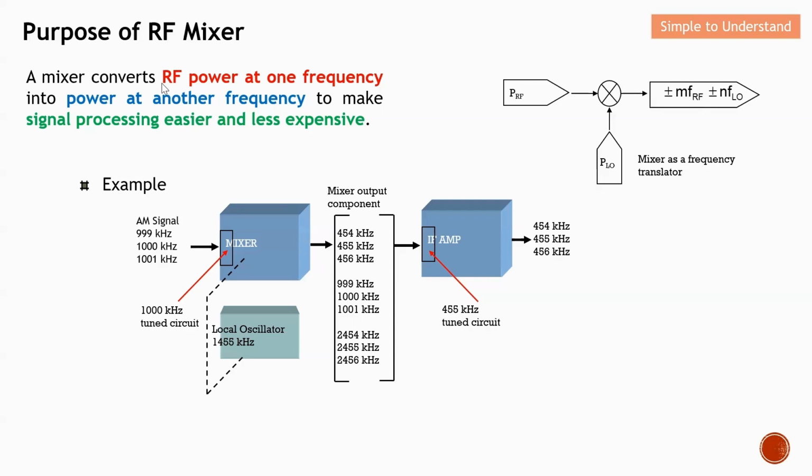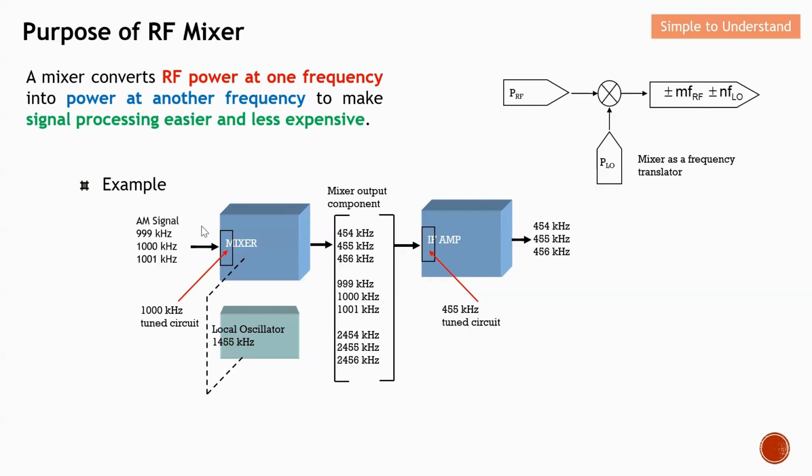Basically, it will be used to convert RF power at one frequency. For example, the power at the RF is converted into the power at another frequency. For this case here, it will be the power at the intermediate frequency. Why do we need to do this?